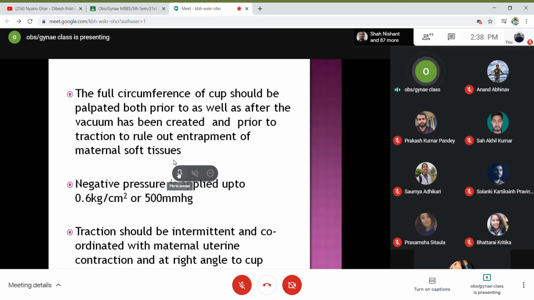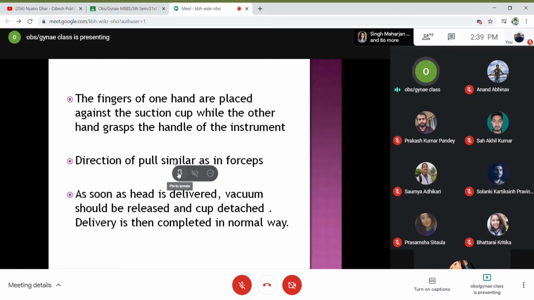Negative pressure is then applied up to 500 millimeter of mercury or 0.6 kg per centimeter square, and traction should be intermittent and coordinated with maternal uterine contraction and at right angle to cup. The fingers of one hand are placed against the suction cup while the other hand grasps the handle of the instrument, and direction of the pull is similar as in forceps.